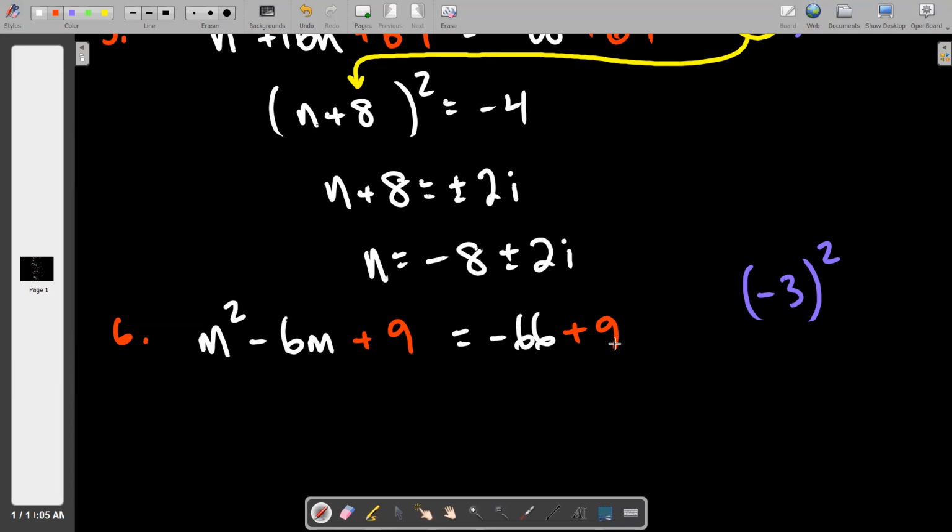What's the left side factor down into? Good job. And then the basic math, as always, don't let it be the reason why we miss. What's negative 66 plus 9? Totally, negative 57.